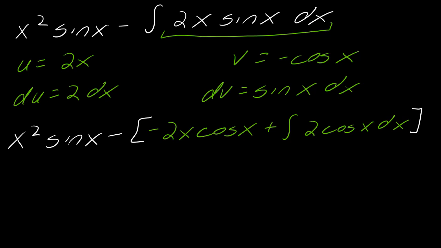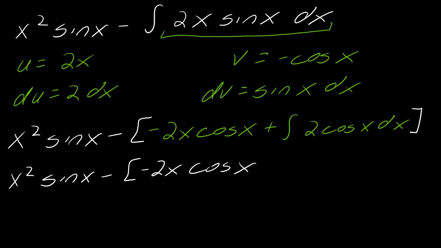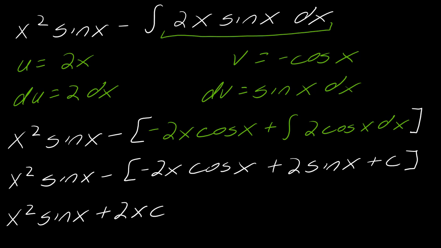Now when I take a step back, I say, oh, I can actually integrate this, so I'm on the right path, and I just need to finish this. So this turns into x squared sine x, minus negative 2 cosine x, plus 2 sine x plus c. Then I can distribute the negative, so I have x squared sine x plus 2x cosine x minus 2 sine x. I can just write plus c. You don't have to worry about having a plus or minus with your c. You can always just write plus c because it's a constant, so it doesn't really matter. Okay, and there's my answer to that one.